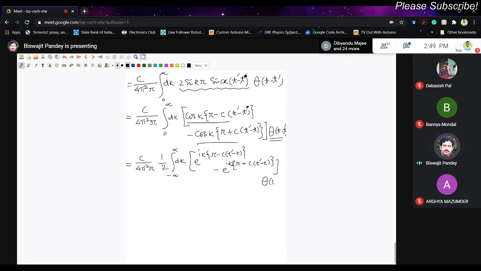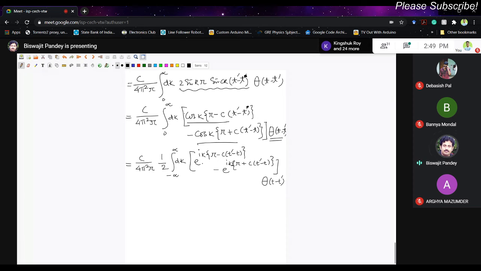This heavy side step function. You see, exponential means sin is there, cos is there, which I said; the sin term's contribution will go to 0, because that's an odd function. And the cos term will contribute double, that is why we multiply by half. So minus infinity to plus infinity.